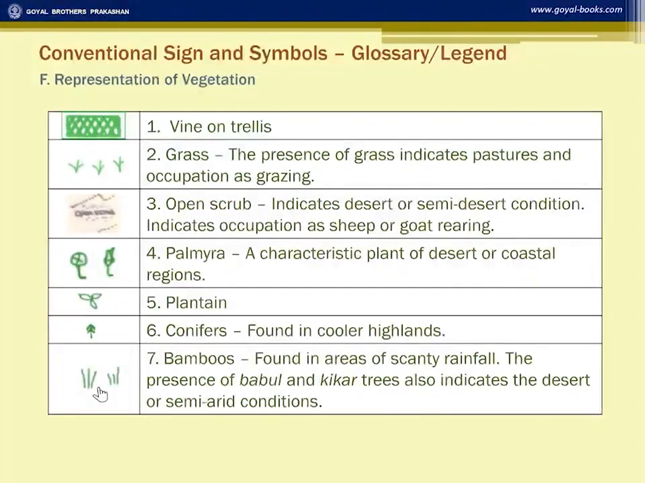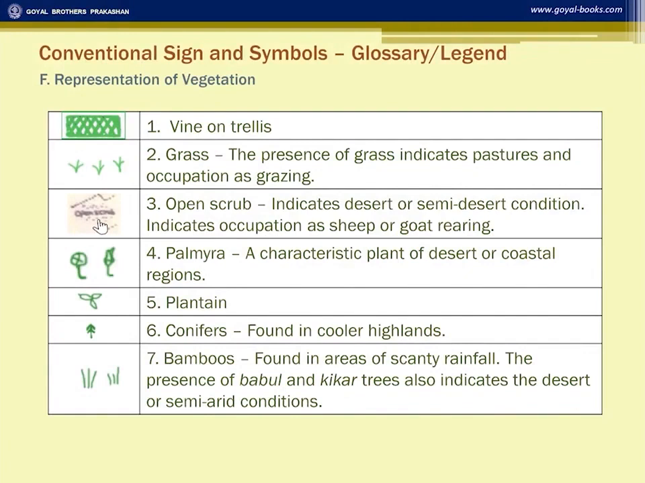Generally they ask what kind of vegetation is found on the survey sheet. One thing that you will find, written in black, is open scrub, which indicates desert or semi-desert conditions. It indicates the occupation of the area is sheep or goat rearing, because only bushes or small kinds of vegetation are found in the area. You don't find any trees.